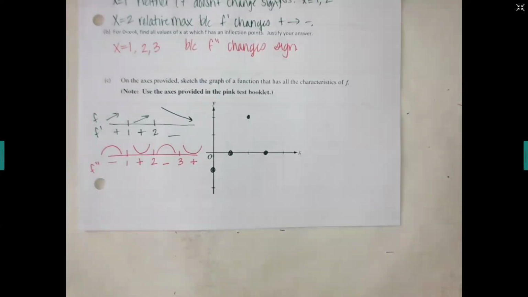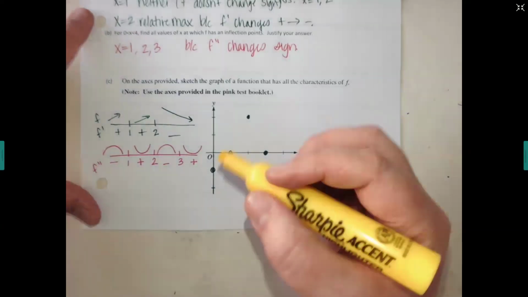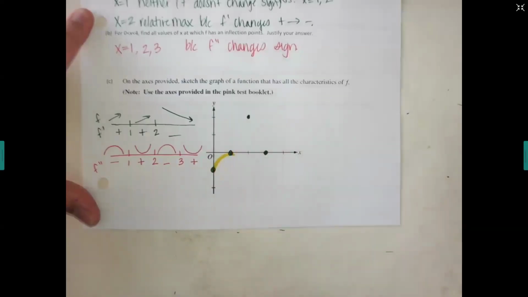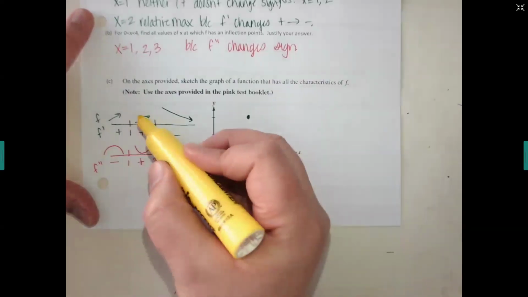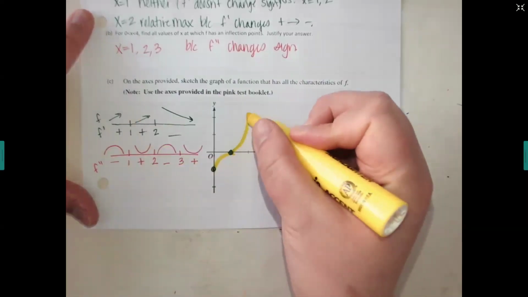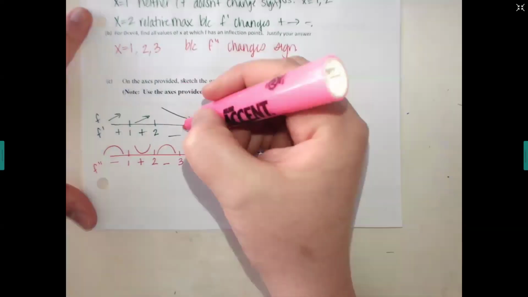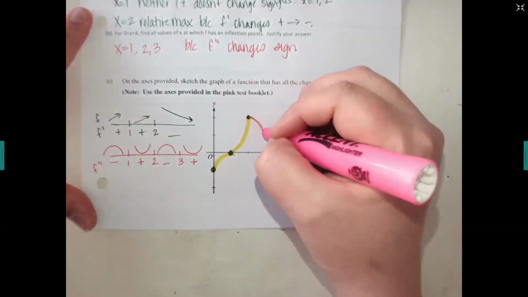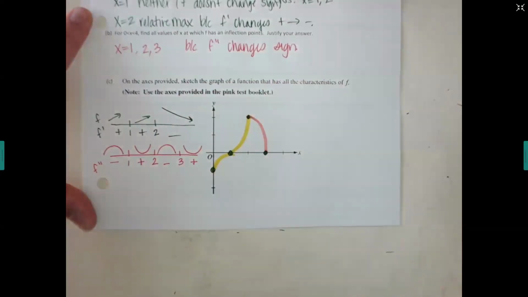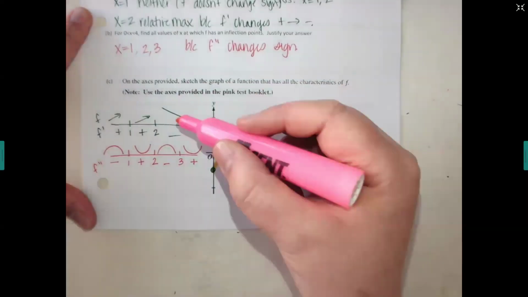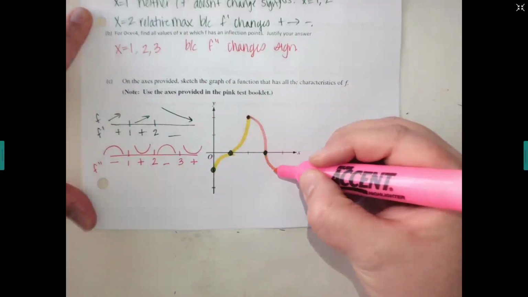All right, let's see your graph. Okay, ready? From 0 to 1, you should be increasing concave down. From 1 to 2, you should still be increasing, but concave up. Then you should switch to decreasing concave down. And then still decreasing, but concave up.